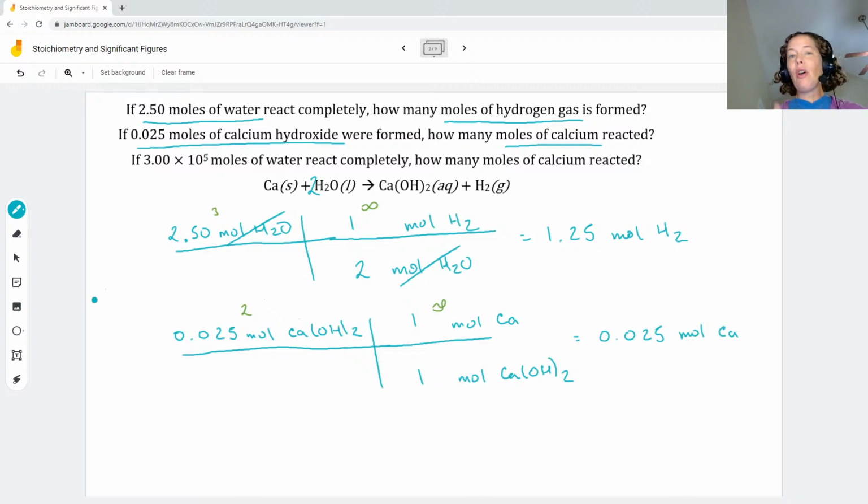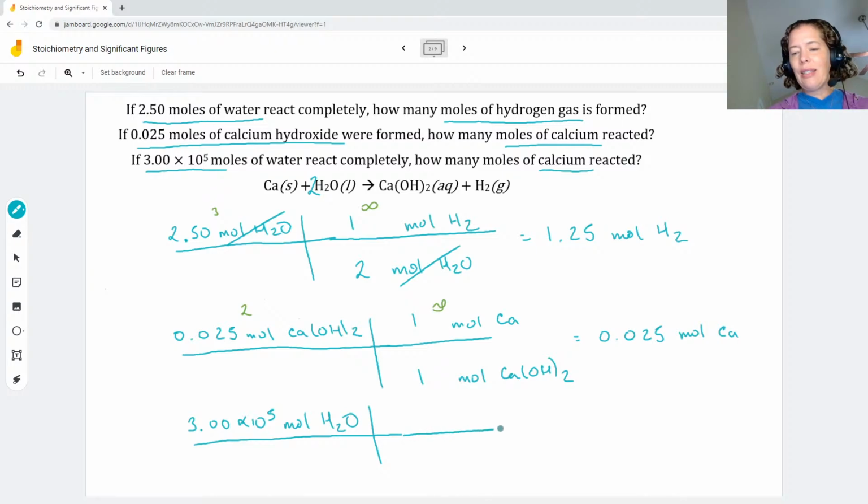Okay, so let's go with our final mole-to-mole stoichiometry. I have 3 times 10 to the 5th moles of water. If they react completely, how many moles of calcium? So again, I'm going from water to calcium. That means stoichiometry. That means mole ratio. So let's set this up. So I have 3.00 times 10 to the 5th moles of water. It's a lot of moles of water.